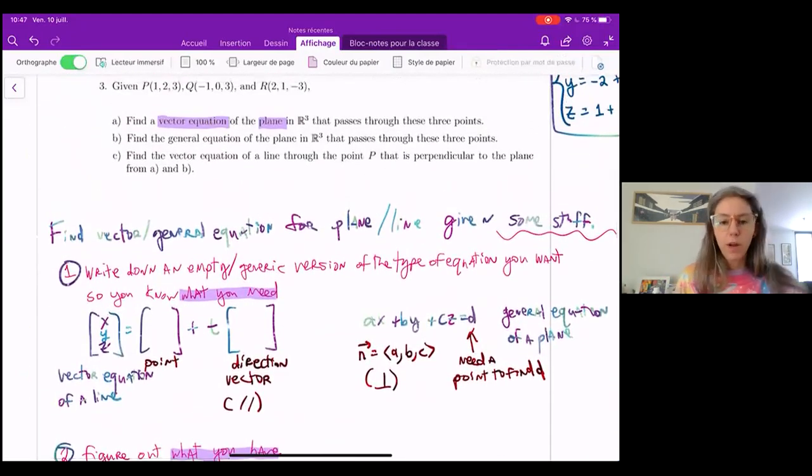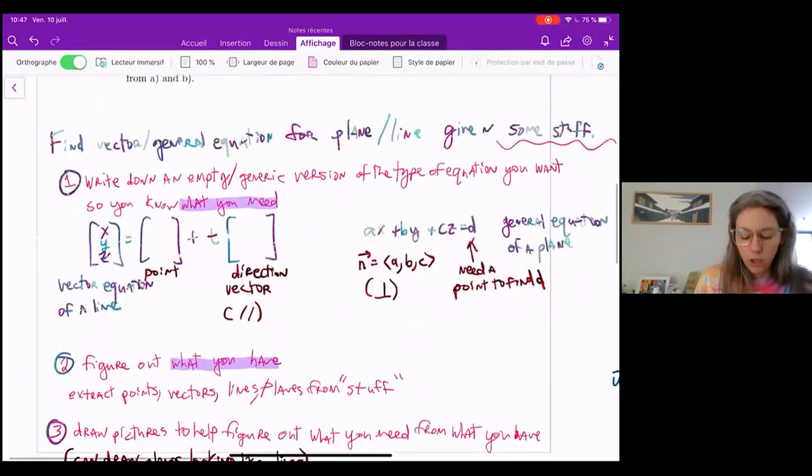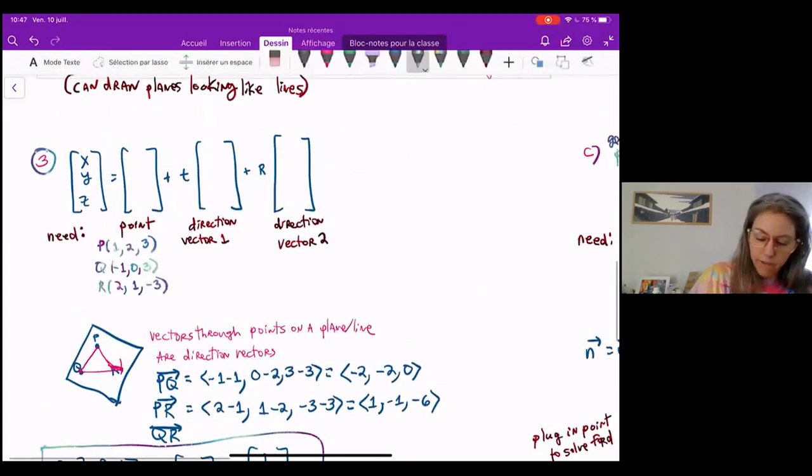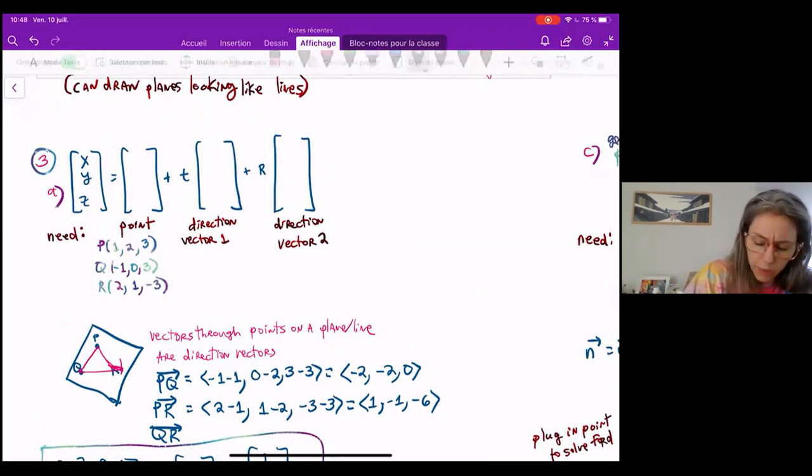Find the general equation of the plane that passes through these 3 points. So this is going to be a question that you see a lot, and that is, how do you get from a vector equation to a general equation of a plane? You do the cross product of the direction vectors. We could draw pictures, but it's going to show up so much that you should really just be comfortable with that.